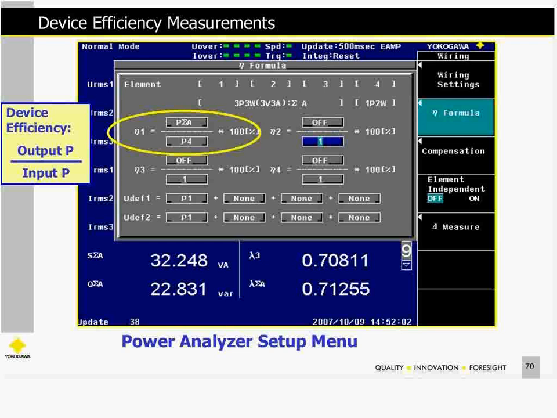Here's a menu setup in one of our power analyzers where we're looking at the drive efficiency. This is the output power. In this case, it was a three-phase. We had a single-phase input, so we just put that formula right in the power analyzer, and it's going to calculate everything for us and give us the efficiency measurement.